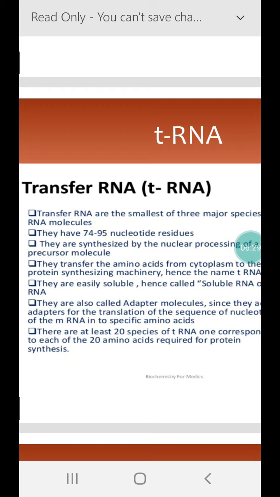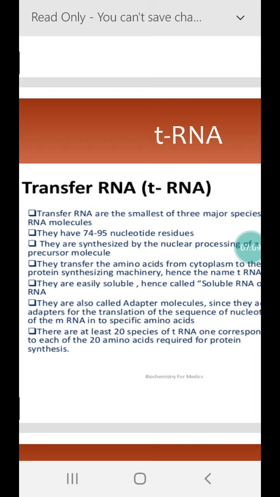Now transfer RNA. Transfer RNAs are the smallest of the three major species of RNA molecules. They have nearly 74 to 95 nucleotides. They are synthesized by the nuclear processing of a precursor molecule. Their role is to transfer the amino acid from the cytoplasm to the protein synthesizing machinery, hence the name transfer RNA. Since it is easily soluble, it is called soluble RNA or sRNA.